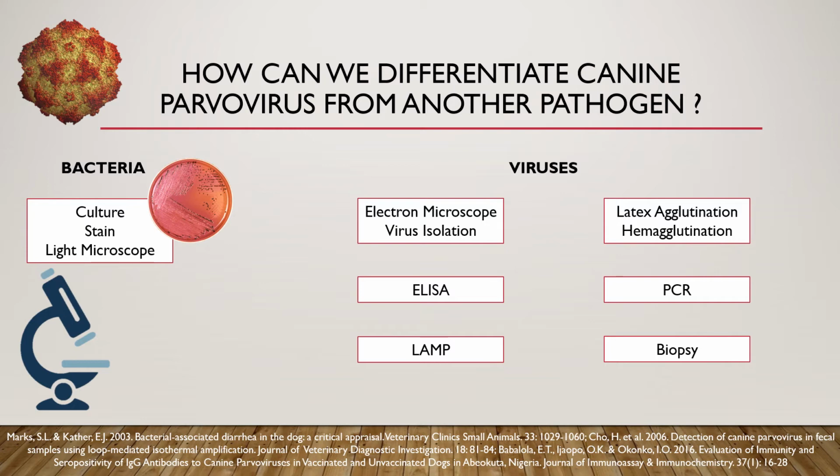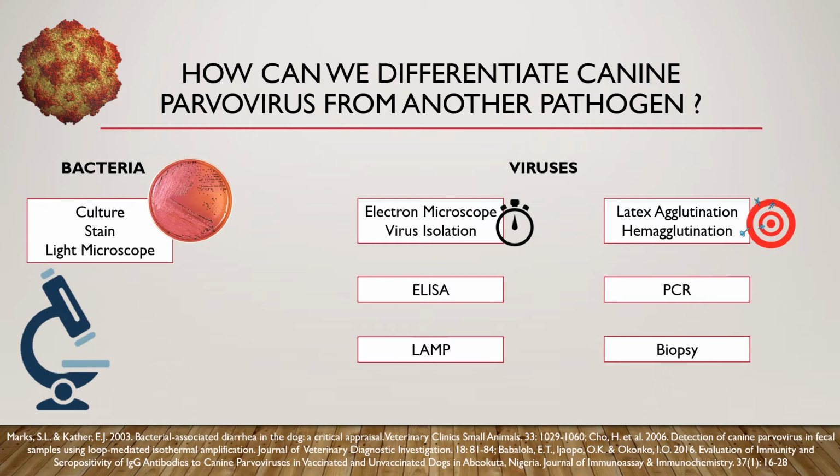This disease needs early and fast diagnosis since it is highly contagious. We will therefore not discuss how to differentiate with identification through electron microscope and virus isolation, which can take quite long. Other tests, such as latex agglutination and hemagglutination, usually lack reliability and specificity.